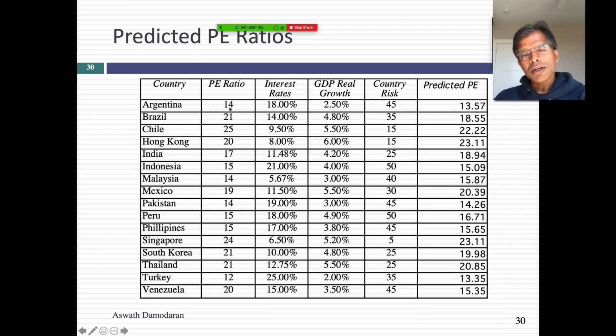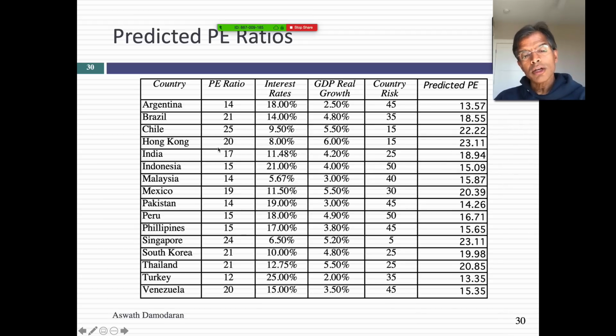At 14 times earnings, it looked cheap, but after I control for the differences of growth and risk, it's actually expensive because my actual PE is higher. Brazil at 21 times PE is expensive, but the predicted PE is 8.1. It's even more expensive than I thought it was. With each market, I get a predicted PE.